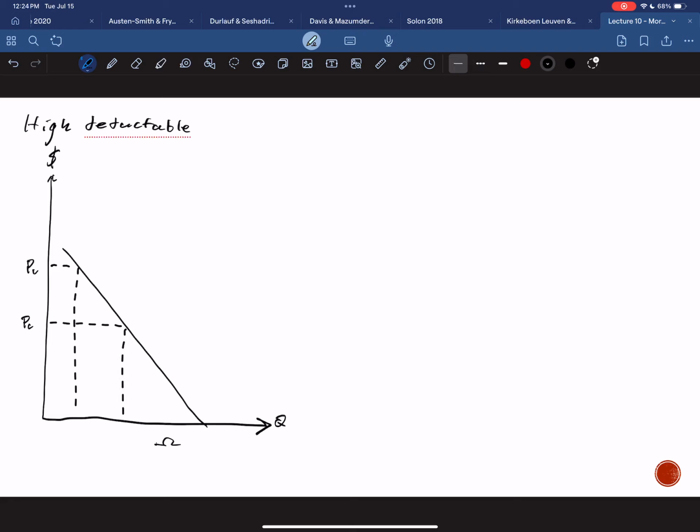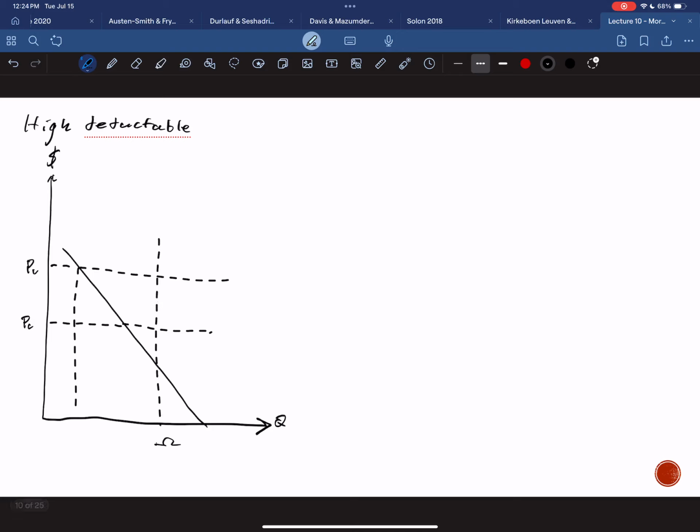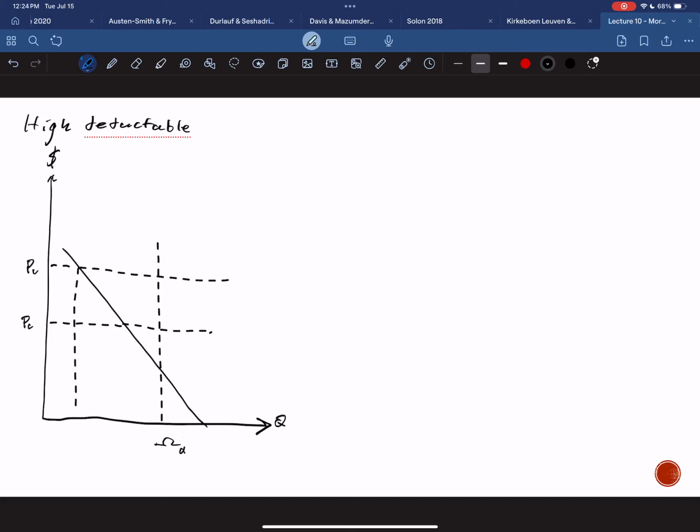Actually, I don't want to draw the price copay line yet, because as a reminder, the copay price only kicks in past omega, so that's not quite on point. We'll go with omega A, the first deductible we're looking at. This is a high deductible.